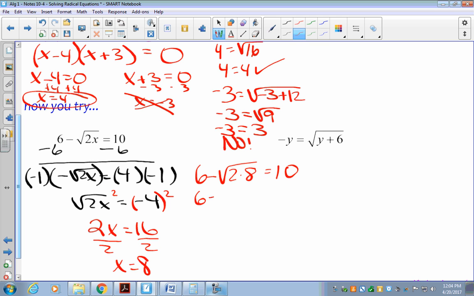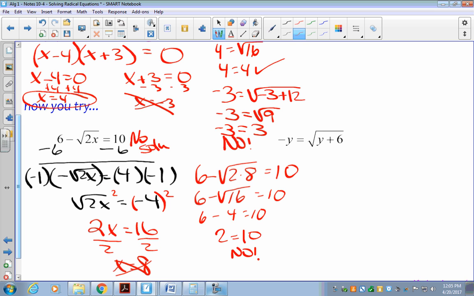So we got 6 minus, what's 2 times 8? 16. Square root of 16? 4. 6 minus 4, is that equal to 10? No. Heck no. x is not equal to 8, and because we don't have one that works, there is actually no solution.